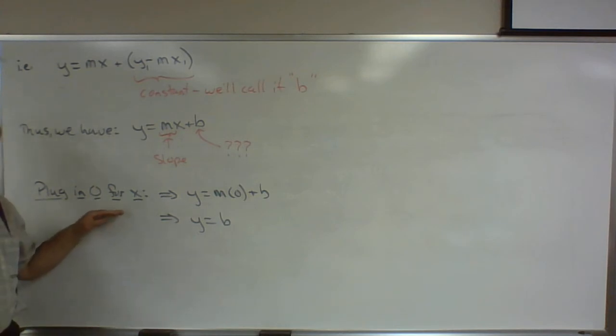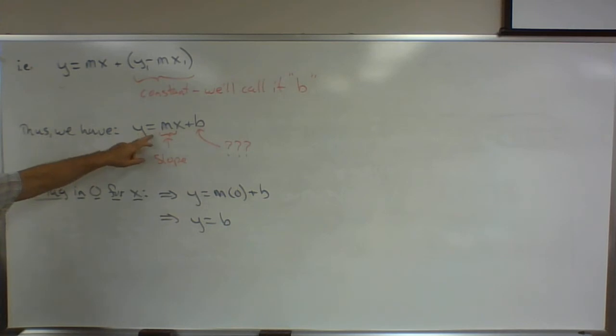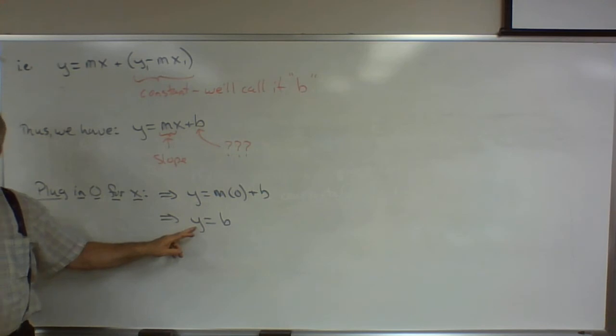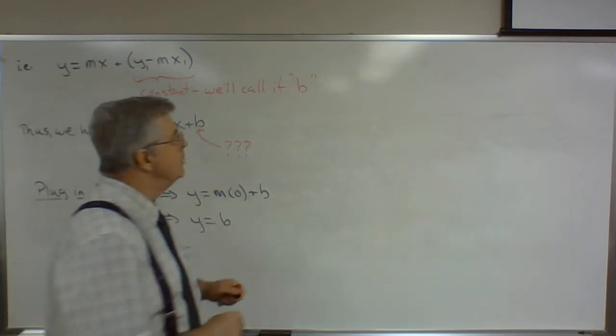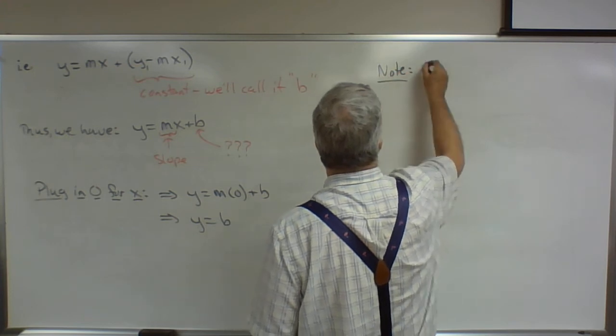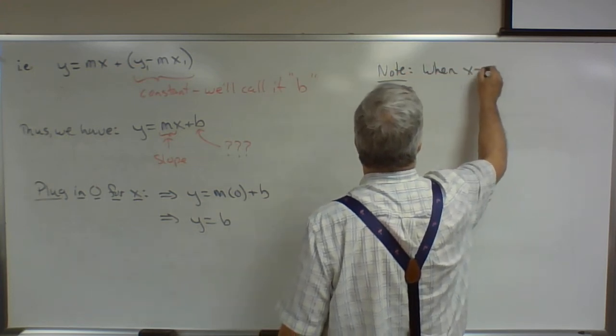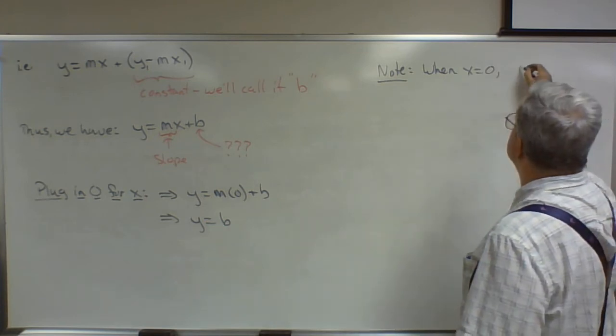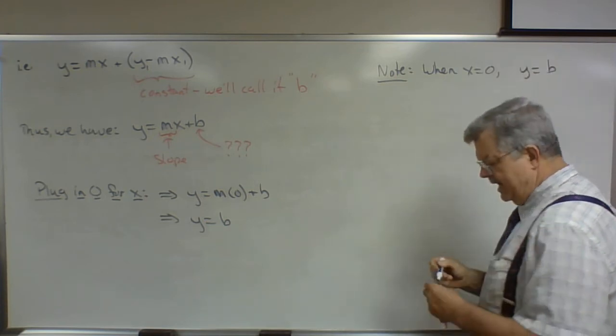So what does this tell us? It tells us that when we have this form of an equation of a line and x is 0, then y is b. Let's repeat that. When x is 0, y is b.